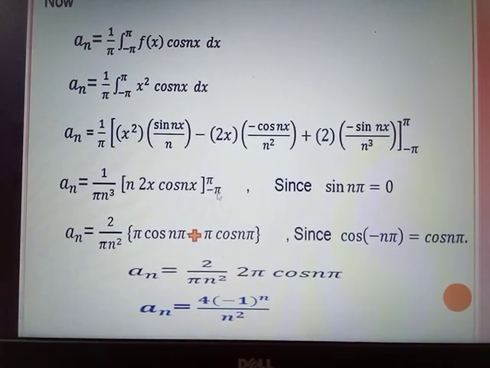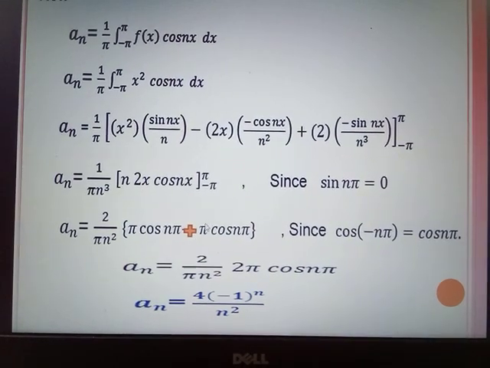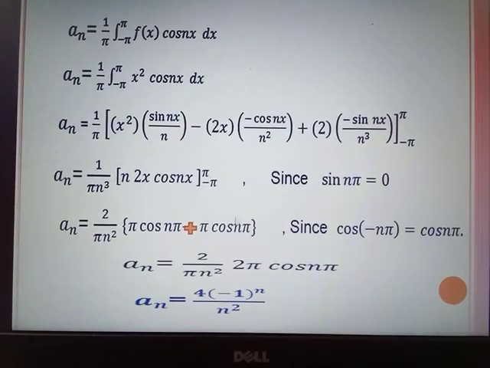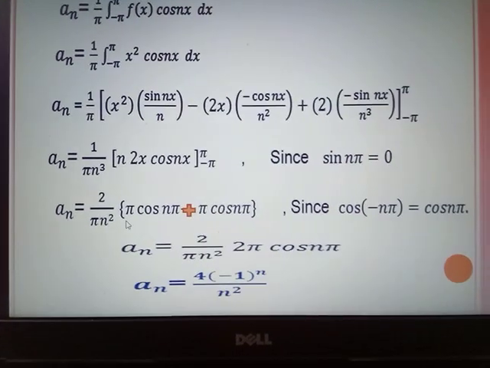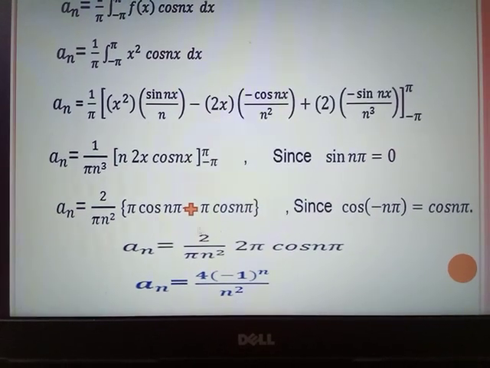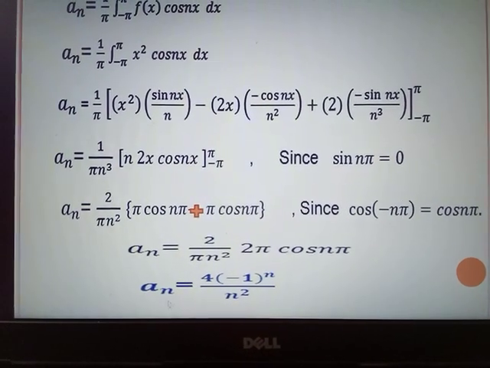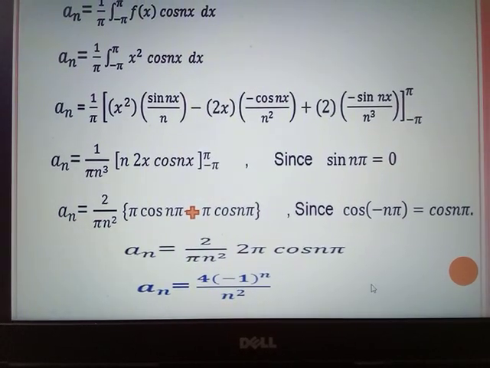Here the lower limit is minus pi. Therefore, it is minus into minus plus, because upper limit minus lower limit, again we have a negative sign. It will be pi cos n pi plus pi cos n pi. It will be 2 pi cos n pi. Therefore, an is equal to 2 by pi n square into 2 pi cos n pi.